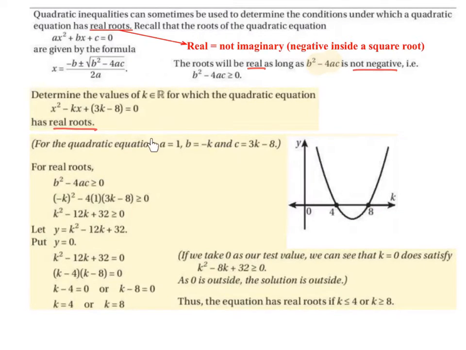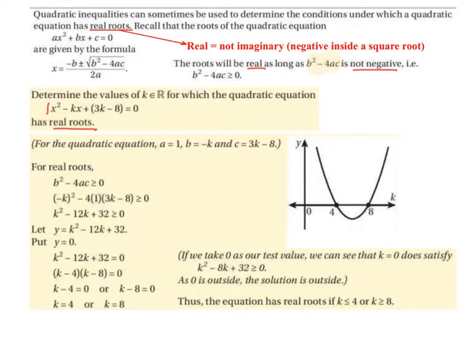So for the quadratic formula, a is going to be 1 because that's really 1x squared. b is equal to minus k because there's a minus k stuck on in front of the x. And c is equal to 3k minus 8 because that's technically our constant left over at the end, since there's no x term attached to it. So we're just going to use this part of our formula, which is b squared minus 4ac, everything under the square root. And we're going to let b squared minus 4ac be greater or equal to 0.